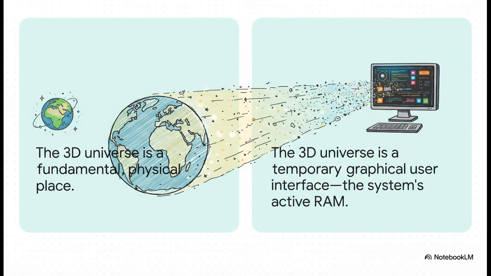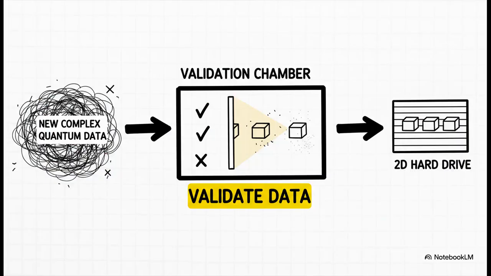And this is where you have to make a pretty profound shift in how you think about everything. That 3D universe we all see and touch, it's not the base reality. No way! According to HERT, it's just a temporary projected graphical user interface, a GUI. It's the system's active RAM. And why does this GUI even exist? Well, it's there for one single, absolutely critical purpose: data validation.